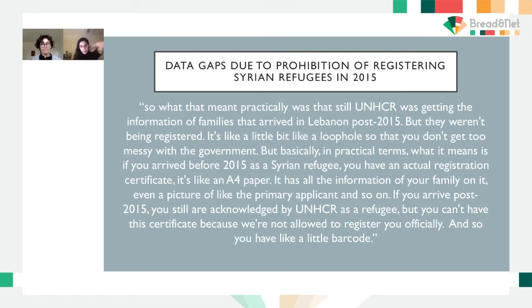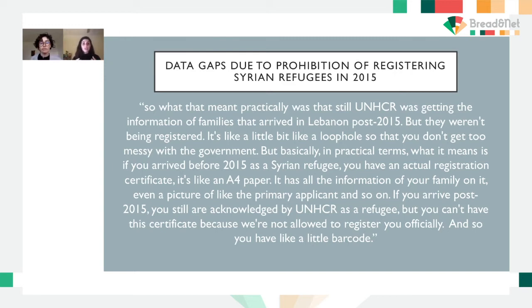They said, what this meant practically was that the UNHCR was still getting information on families that arrived in Lebanon post-2015, but they weren't technically being registered. So it was a loophole in that you didn't have to get too messy with the government. It means that if you arrived before 2015 as a Syrian refugee, you have an actual registration certificate, like a piece of A4 paper, and this has all of your information on it. But if you arrive post-2015, you're still acknowledged by the UNHCR as a refugee, but you can't get this official certificate because you weren't allowed to register officially.